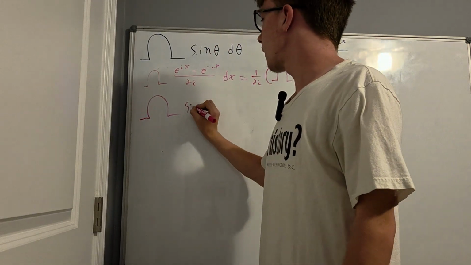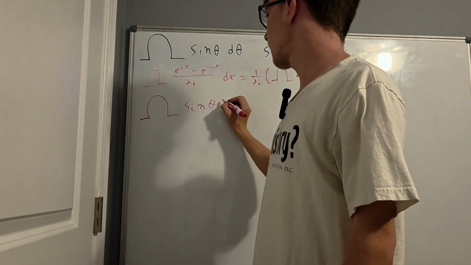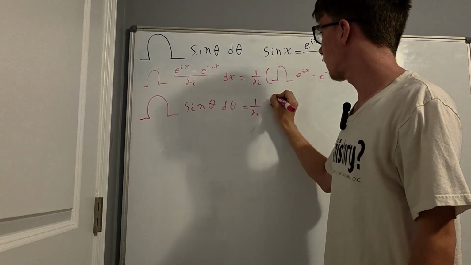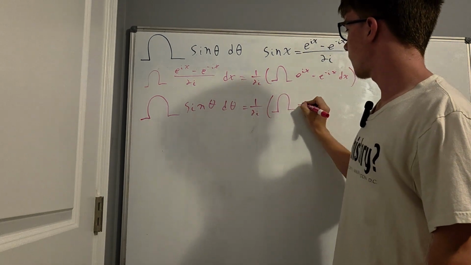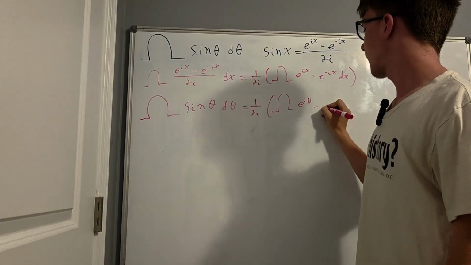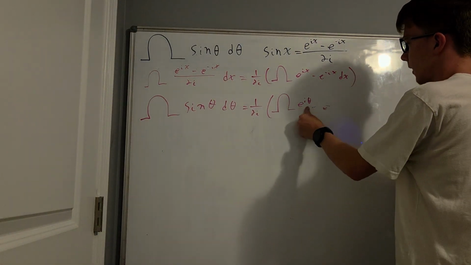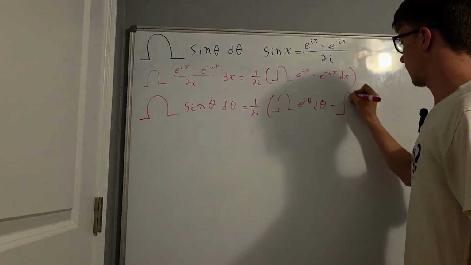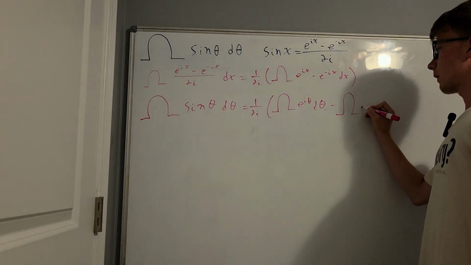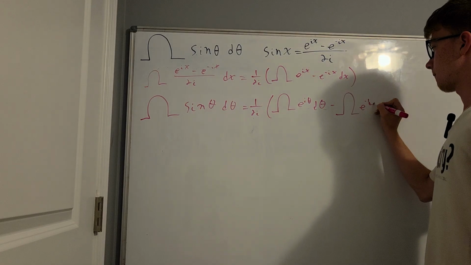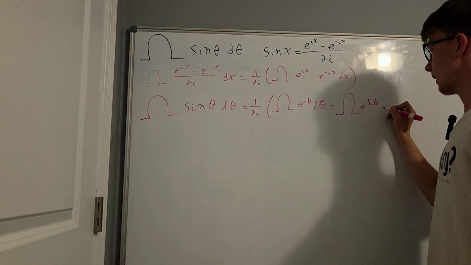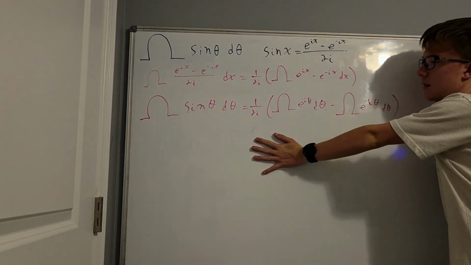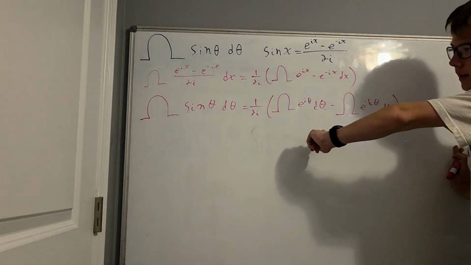So my final result is going to look something like this. The nth derivative of sine theta d theta is equal to 1 over 2i, nth derivative of e to the i theta, actually no, I'll split it apart. That's what I forgot to do. d theta minus the nth derivative of e to the negative i theta d theta. That's a really bad i, but you get the idea. This right here is what it's going to look like.